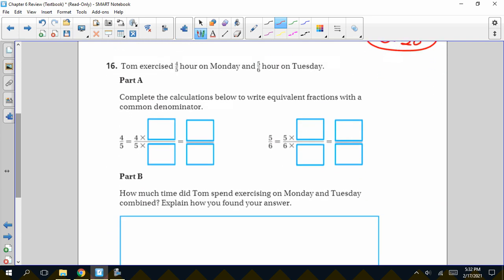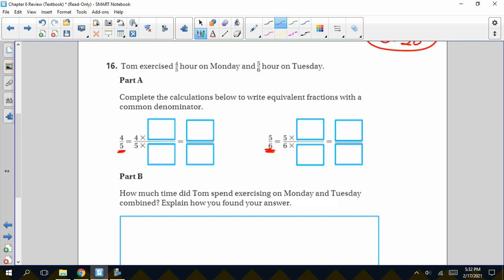Question 16 has 3 parts here. Tom exercised for 4/5 hours on Monday and 5/6 of an hour on Tuesday. Complete the calculations below to rewrite equivalent fractions with a common denominator. So, what they're trying to get you to do here, and on your test tomorrow, you will have to drag different numbers to go into these boxes. But what we're trying to do is first take 4/5 and 5/6 and come up with a common denominator.